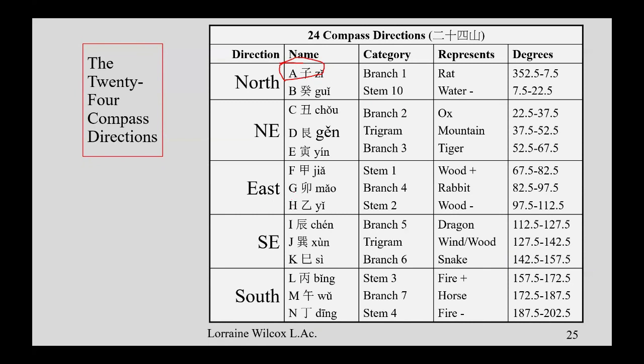And so each of the 24, there are 8 directions if you count northeast and southeast and northwest and southwest, the 4 corners. Then there are 8 compass directions, and each of the compass directions has 3 sub directions within it. So 3 times the 8 directions makes 24 compass directions. And it's actually pretty complicated. And if you're learning feng shui, you have to learn more about this.